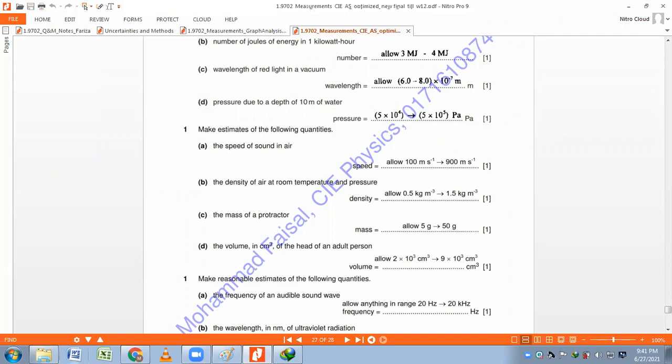You can see over here, they have given a pretty large range, 5 gram to 50 gram. A protractor usually weighs about 18 grams, typically, the typical plastic protractors that we have, if I'm not mistaken. I hope I'm not mistaken. But anyway, I'm not talking about question number 1D.